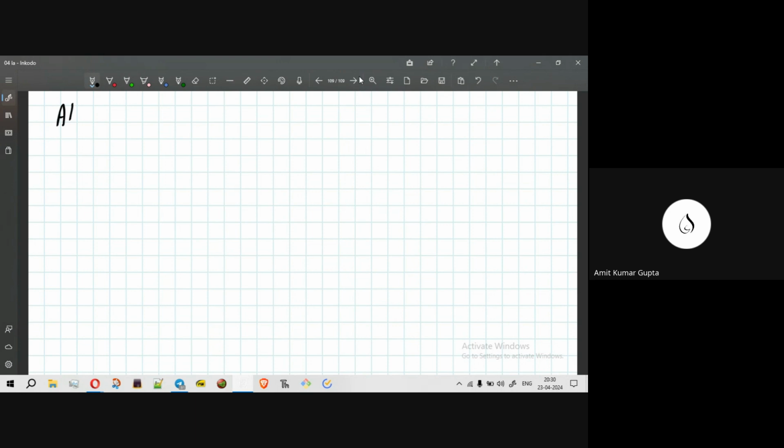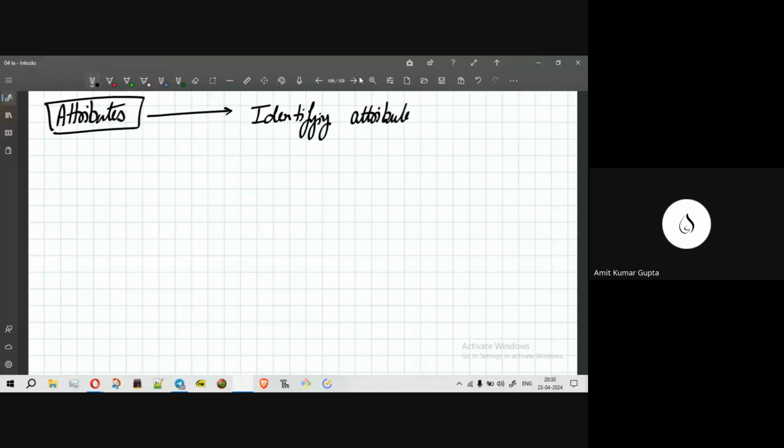So, attribute. There are four types of attributes. One is identifying attribute. Don't check my spelling, it may be wrong, but just understand it. Also, don't pay attention to my handwriting.